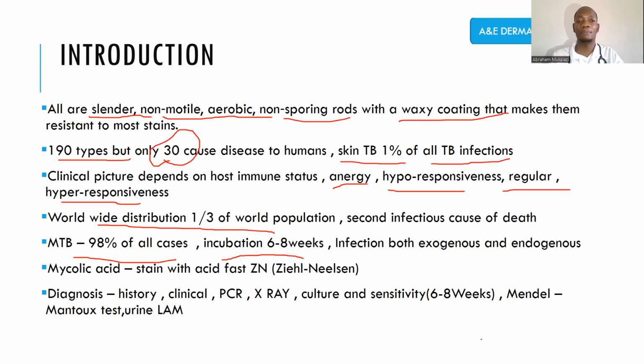And the bacteria reaches the skin either through an endogenous route or an exogenous route. For example, if someone gets into contact with infected sputum, they can get a skin infection. So that is exogenous. But if someone already has pulmonary tuberculosis, and then the bacteria moves through blood or lymphatics to end up in the skin, that is endogenous spread. Then what I mentioned earlier, that they have this special mycolic acid that can only be stained by a special method. We call it acid-fast staining.